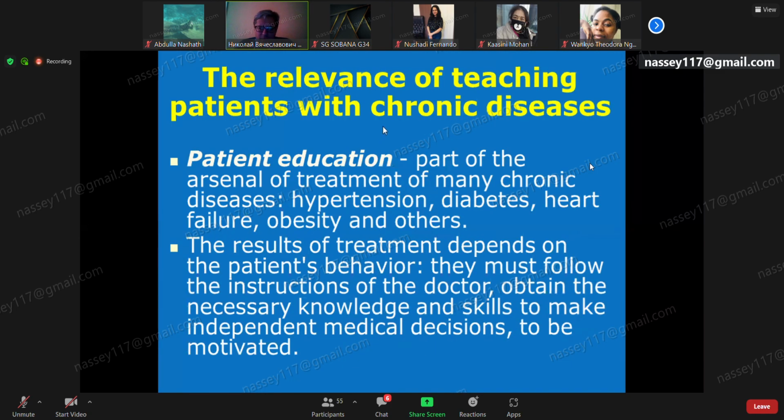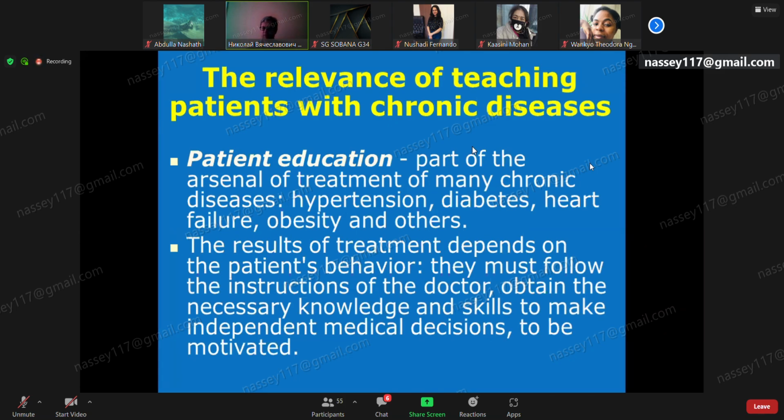Not so long, but what does it mean? Patients' education, and what is the relevance of patients' teaching? Patients' education is part of the whole arsenal of treatment of many chronic diseases. Diseases such as hypertension, diabetes mellitus, heart failure, bronchial asthma, obesity, and others. Results of patients' treatment depend on patients' behavior very often.